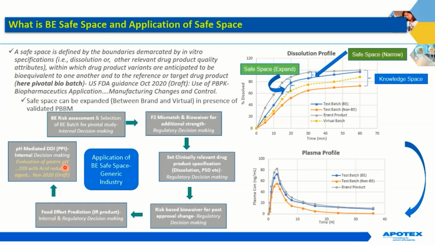Generic companies are now utilizing the approach or the concept of PBBM to assess the impact of food effect, especially for immediate release drug products with BCS 1 and 2, and to assess the impact of pH mediated drug-drug interactions for immediate release products with BCS 2 weak base.